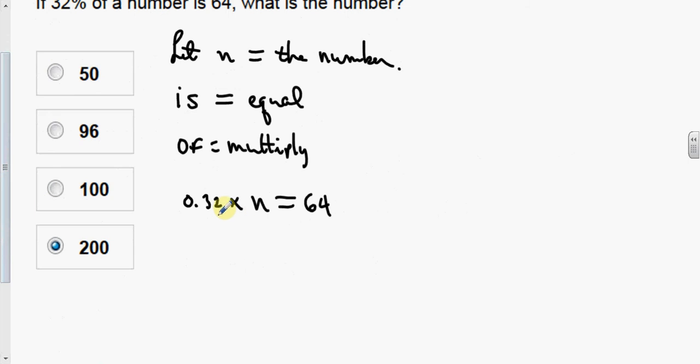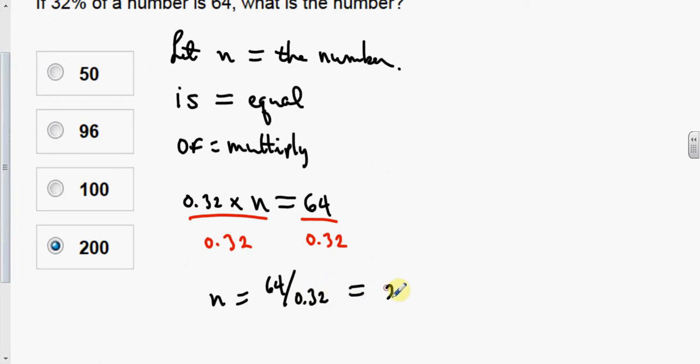All right. So to get the n, we're going to divide both sides by the 0.32. So that simply means that n is equal to 64 divided by 0.32. Now on your calculator you do that and you get 200.